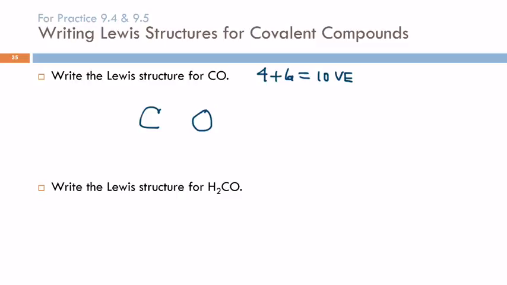We have to have at least a single bond between every atom. Otherwise, they're not going to stick together. So I'm going to make a bond between the carbon and the oxygen. So there's 2 of my dots. And then I'll start trying to make octets. There's 2, 4, 6, 8, 10. I'm out of electrons, out of dots.